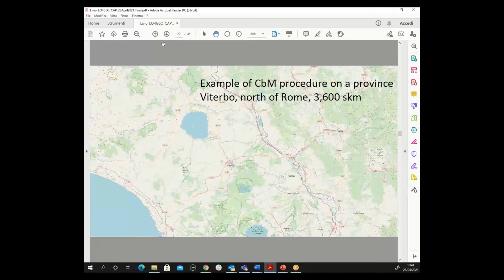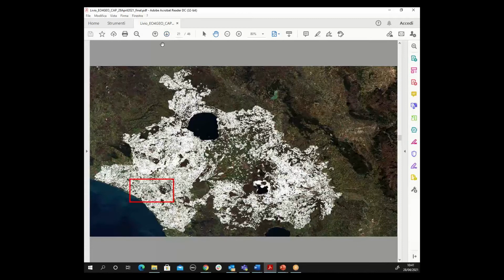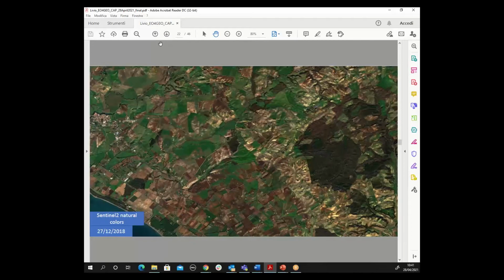Just an example at inter-province level, of how we can reach the analysis. Very simple, but just to be clear, the entire province of Viterbo, not Rome, that's less than 40,000 square kilometers. Just the white is all the declarations. So more or less 70% of the territory is agronomic, and they request the subsidy for that 70% from the European Commission.